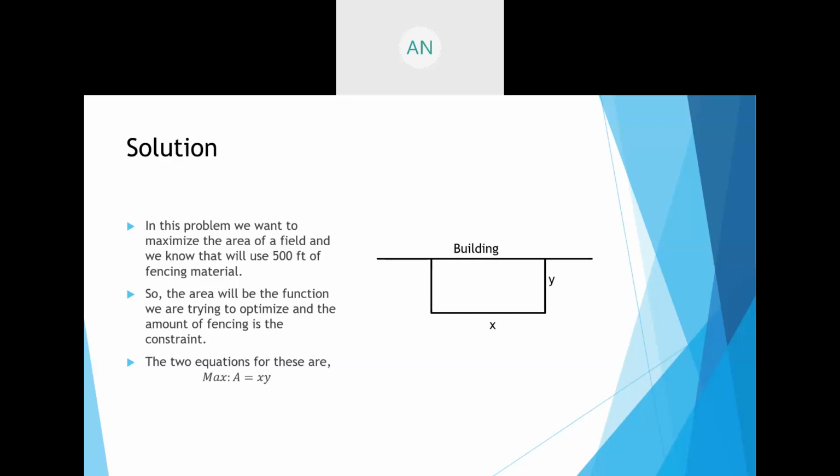Subject to the constraint given to us, that is x plus 2y. This is the side x, this side is y, and this side is y. This side does not require any fencing. So total fencing, that is x plus 2y, is equal to 500. That is the constraint that they have given. So x plus 2y is equal to 500.